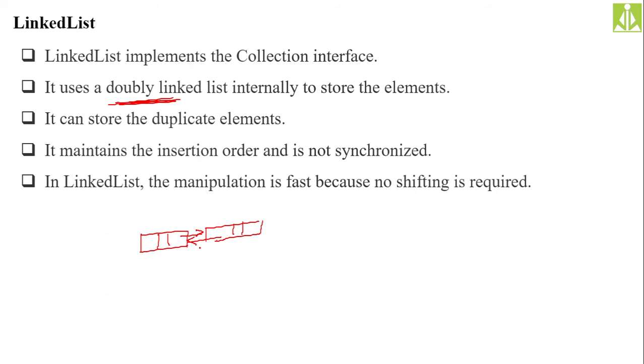Just remember that whenever we create a linked list class object in our program to implement a collection, it takes the doubly linked list. Internally, it will use the doubly linked list to store the elements. Remember that one. Okay, it will also allow duplicate elements, it maintains the insertion order, and it is not synchronized. In linked list the manipulation is fast because no shifting is required.